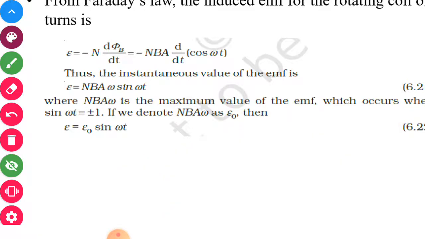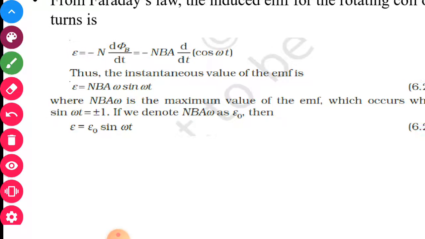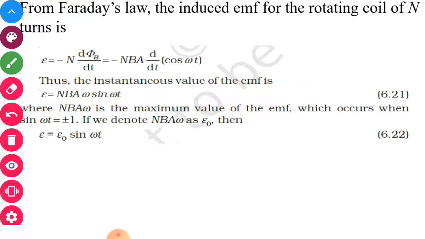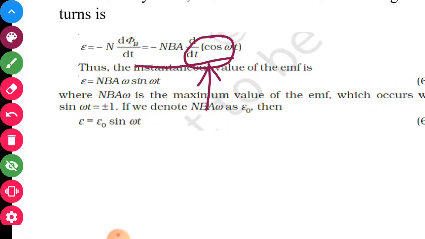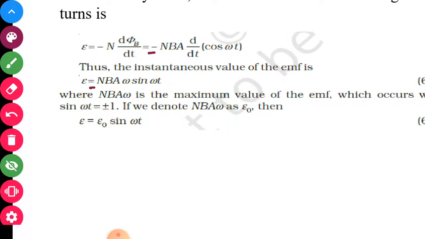Then it becomes minus NBA d by dt of cos omega t, and the differentiation of cos omega t is minus sin omega t. Omega is a multiple of t, so we have to multiply it by omega according to the chain rule. Then this EMF will be NBA omega sin omega t. The minus of differentiation and the minus of Lenz's law will cancel out, and that will give you a positive sign of the electromotive force, that is NBA omega sin omega t.